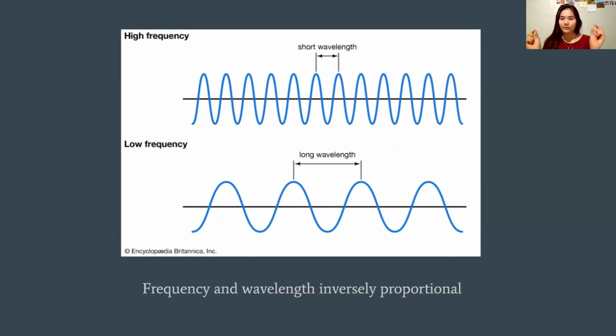So the longer the wavelength, the longer the distance between the dots, the fewer dots cross the marker in a set amount of time, which means the frequency is lower. Frequency is how many wavelengths, how many dots, cross the marker in a set amount of time. If the space between the dots is bigger, there are fewer dots that can cross it, and so the frequency is lower.